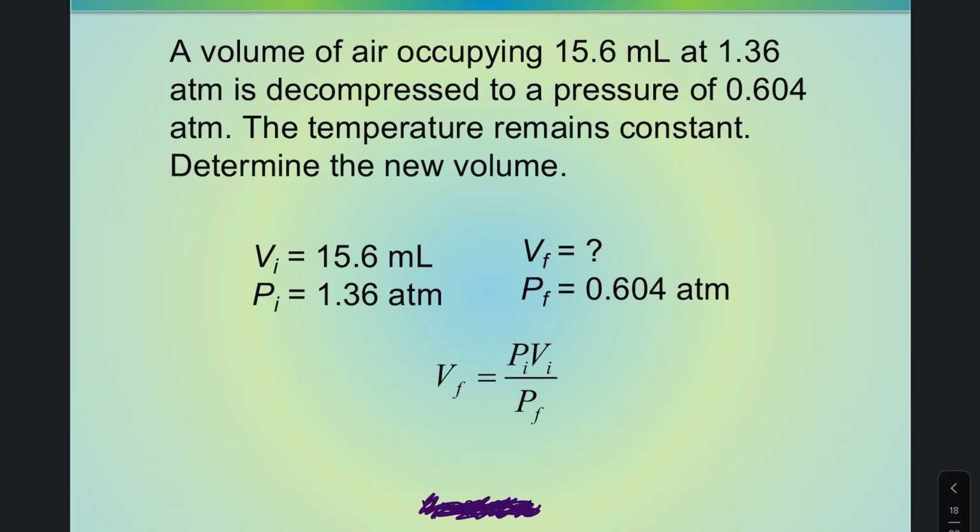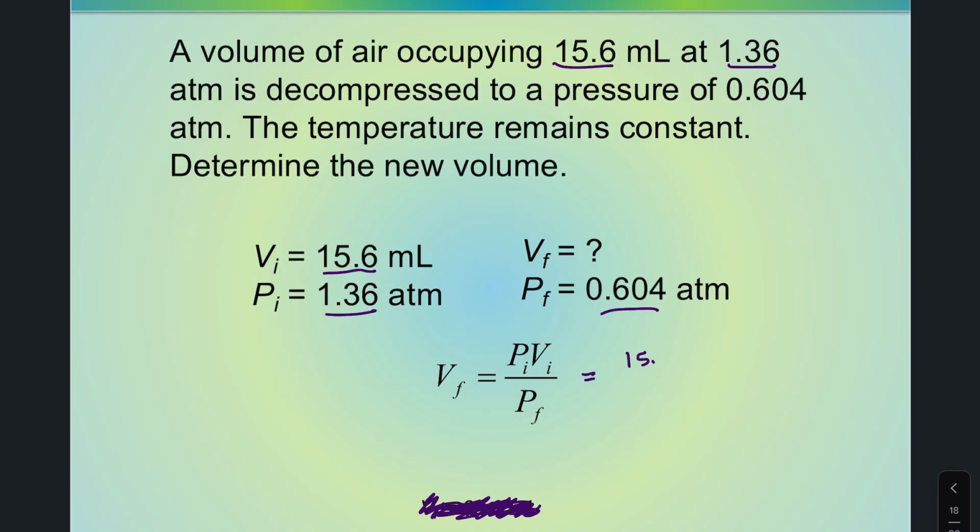And so we'll do the exact same thing. All we need to do is recognize where we get our VI from. Our VI comes from our initial volume, our PI comes from our initial pressure, our PF comes from our final pressure, and we'll just plug those values in. From this, we are able to get VF equals PI VI over PF. So we'll plug those in.